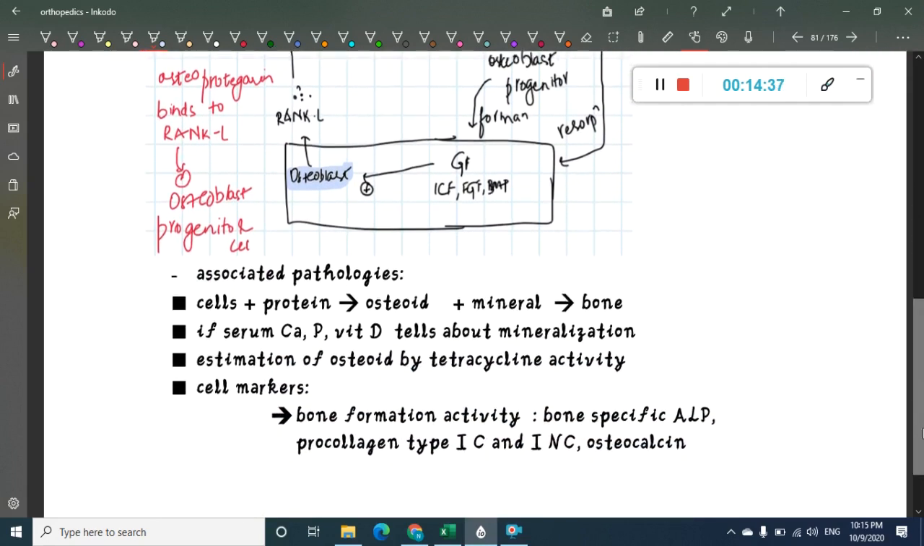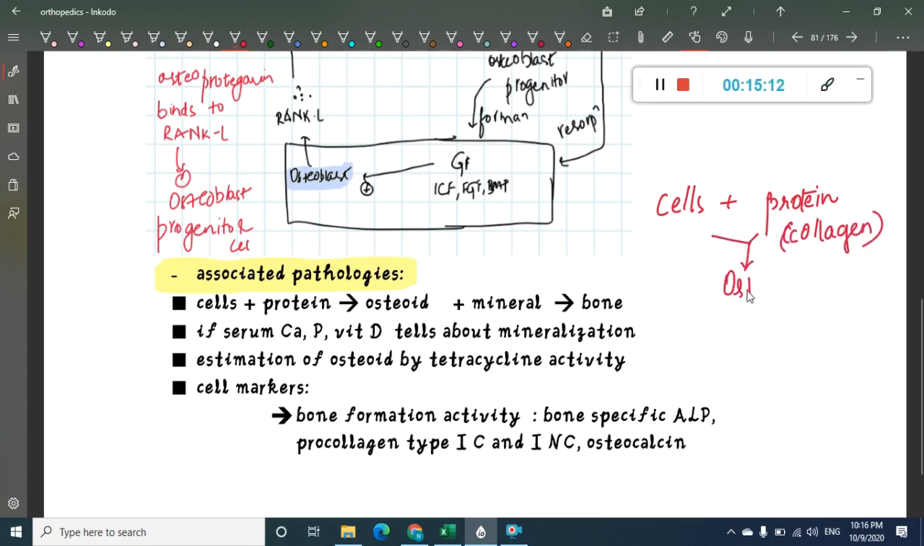Now we will see the associated pathologies with the osteoblast. We have cells plus osteoid. In the bone we have cells and we have proteins, and we also have osteoid. What does this mean? If we have cells in the bone along with protein, what is the protein? Protein here is nothing but collagen, because bone is mainly composed of collagen. If we combine cells with protein, there is formation of osteoid.